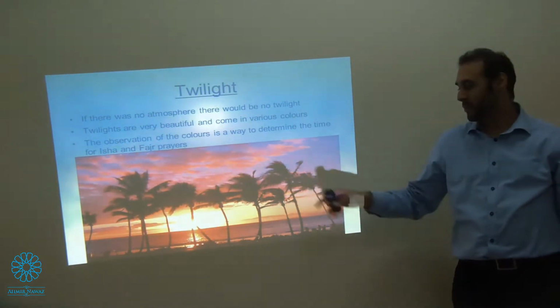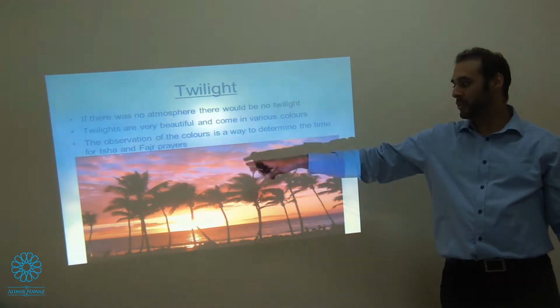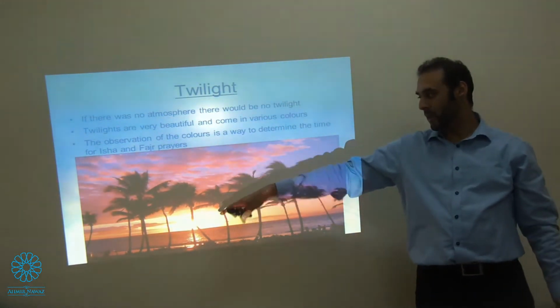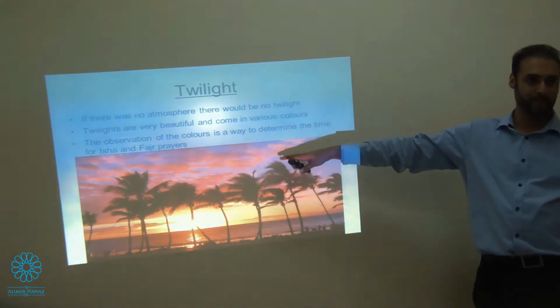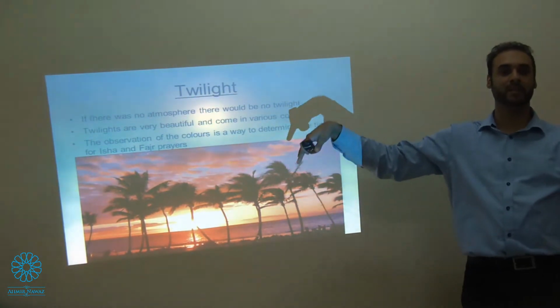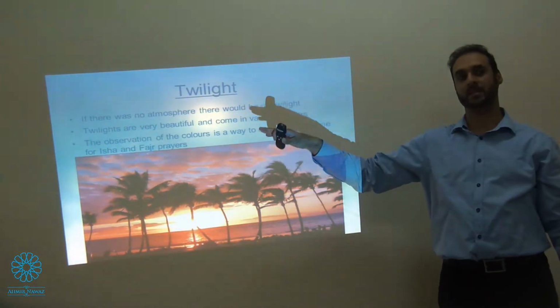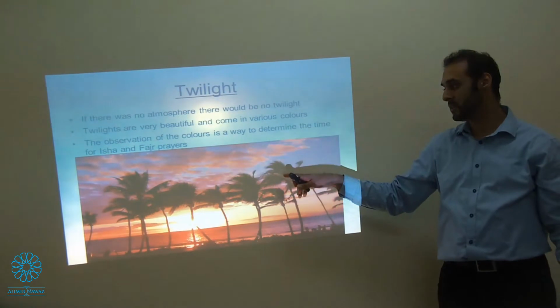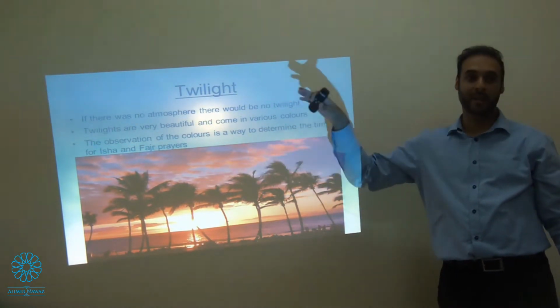Twilights are very beautiful, as you know. Straight after sunset, when the sun has gone down, the sky becomes red, and as twilight descends, as the sun's solar angle depresses further and further below the horizon, that changes to white, and ultimately it'll disappear.